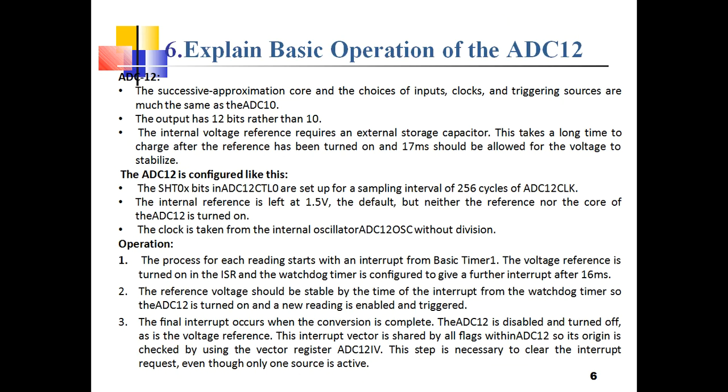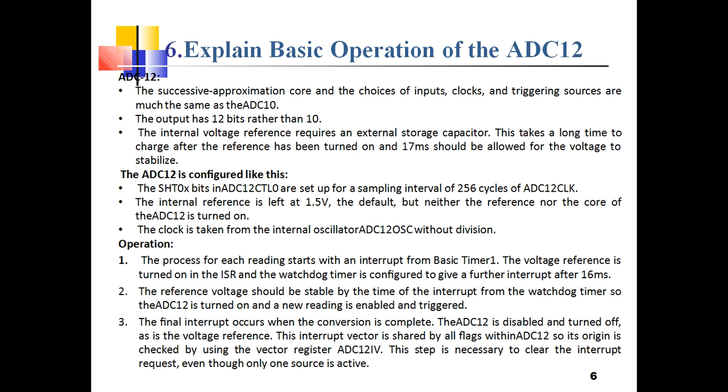Next, explain the basic operation of ADC12. Now we will see how ADC12 is going to work. The successive approximation core and the choices of inputs, clocks and triggering sources are much the same as ADC10, but the output of ADC12 is 2 bits more compared to ADC10. The output of ADC10 gives digital values in 10 bits, but in ADC12 we get 12 bits rather than 10.